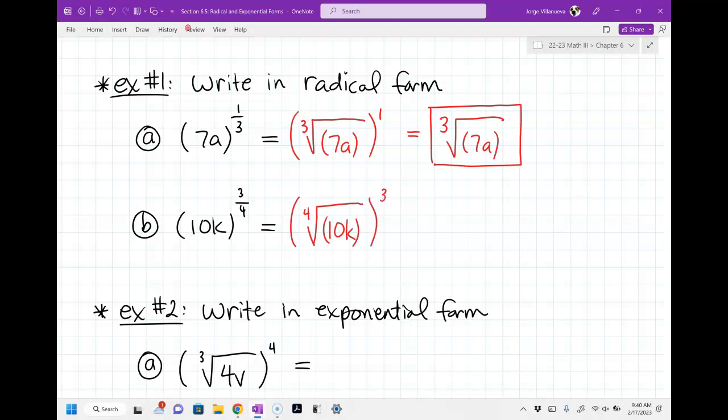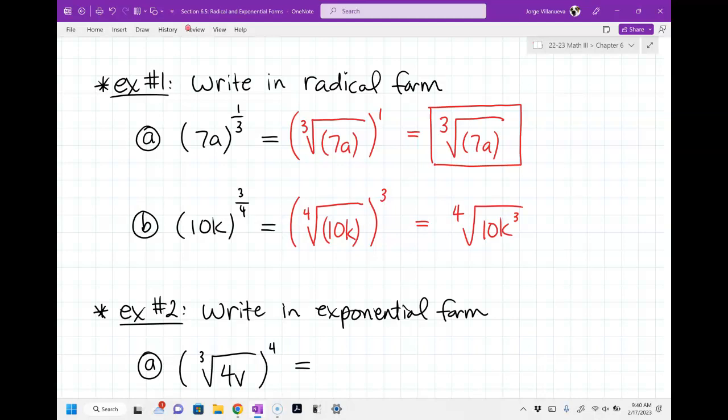Now some people ask me, can I rewrite it like this? I don't really like to write the parentheses inside. Can I just do it like that? And yes, that's perfectly fine. Okay, if you want to write it like that, that's okay. I prefer to leave it in parentheses because the reason why I like to write it in parentheses is if I want to put the power on the inside, this would be wrong because the power of 3 should apply to the 10 and the k.